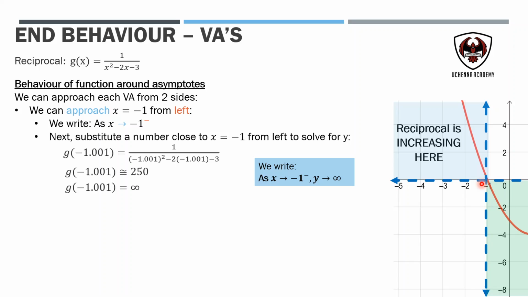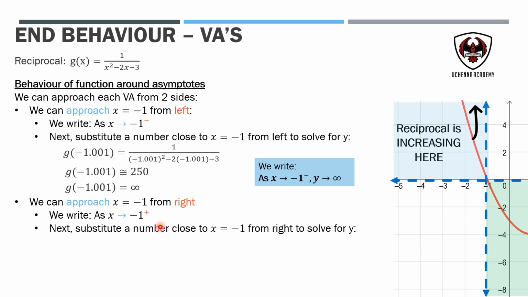And how can I show that on my graph here? Well, -1 from the left side is to the left of the asymptote. And because the y value approaches positive infinity, I'm going to put an arrow towards positive infinity, and there it is. I'll do the same thing with -1 from the right side, and I'll pick a number very close to -1 from the right or positive side.